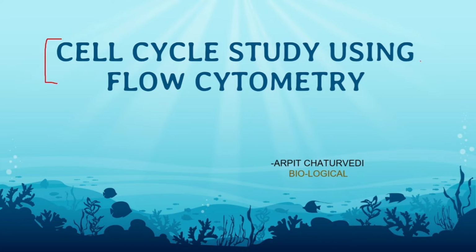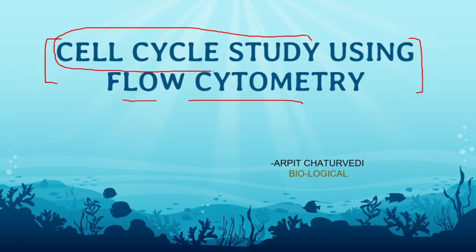So this is the last video of the series going on in the biophysics section, on flow cytometry and the basic applications of flow cytometry. In this video we will be discussing the cell cycle study. We will get to know how we can study the cells that are in the cell cycle. First of all, we will briefly discuss the cell cycle and its phases, and then we will get to know how flow cytometry is helpful in the study of the cell cycle. Okay, so let's start the video.